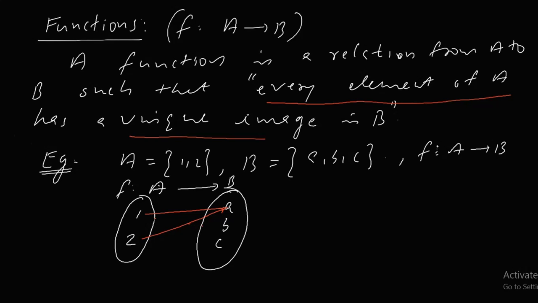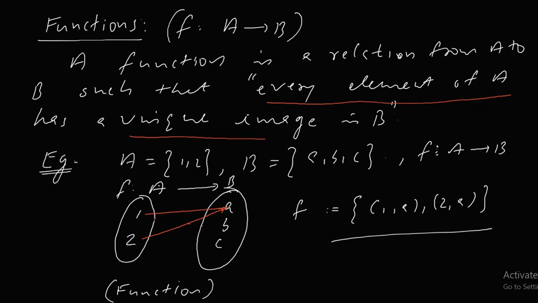So from the definition we can say that this one is a function. We can write f as a set, like {(1,a), (2,a)}, and this is a function. This one is a relation, but satisfying certain conditions, so it is a function.